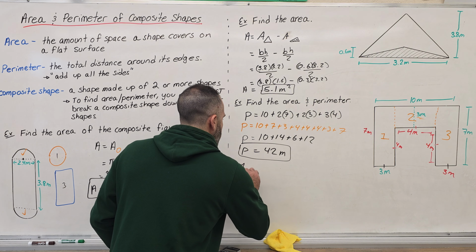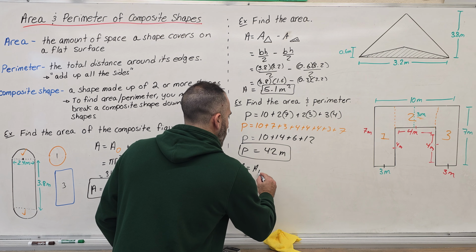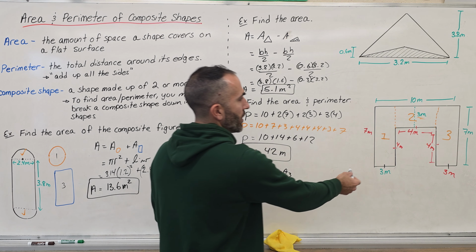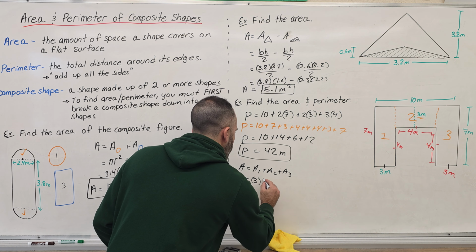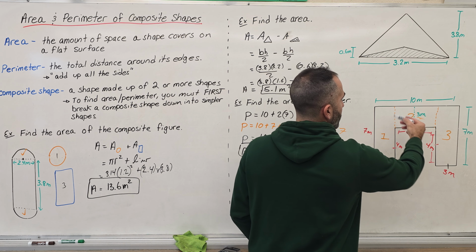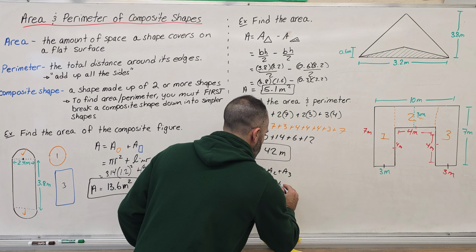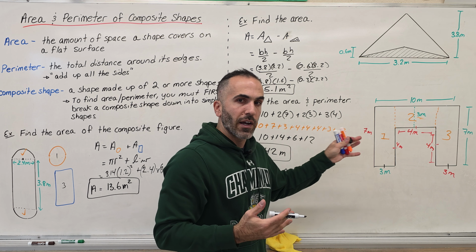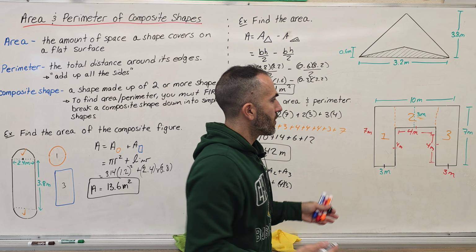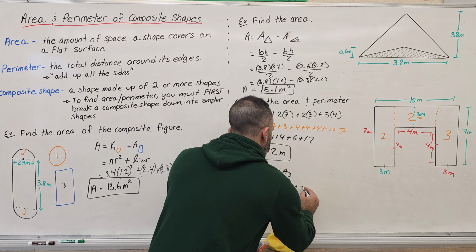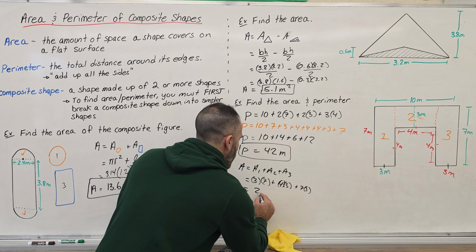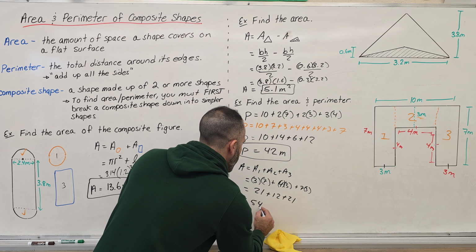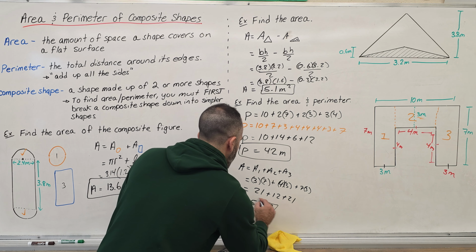So I'm going to say that the area is equal to the area of 1 plus the area of 2 plus the area of 3. I got to find the area of 1. 3 times 7, easy. What's the area of 2? 4 times 3, easy. And guys, it's only easy because I've labeled all these side lengths with numbers, like on the diagram. Just fill in as much as you can. Last one, 7 times 3. This is 21 plus 12 plus 21. That's 42, 54 meters squared. And that's my area.